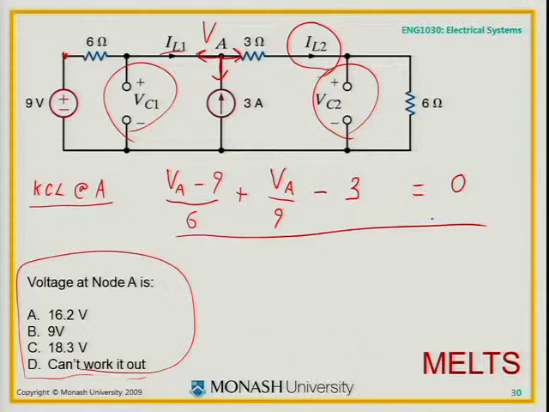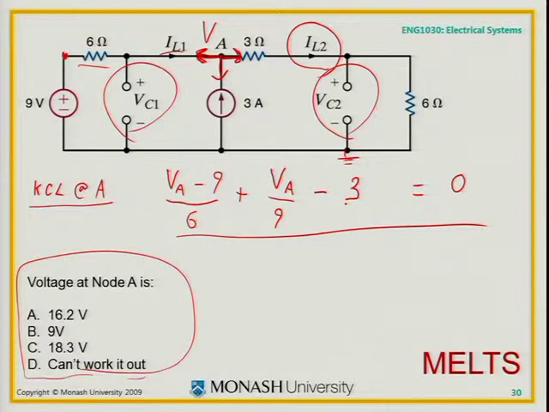So hopefully everyone can see how I got that. The first one is this current here. VA minus 9, that's stuck at 9 volts, that node there, divided by the resistance 6. That's the current that way. The current that way is just VA, goes through 3 and 6 to ground. Haven't put ground on there, so that's a bit sloppy. Ground. VA on 3 plus 6 is VA on 9. And minus 3 equals 0.